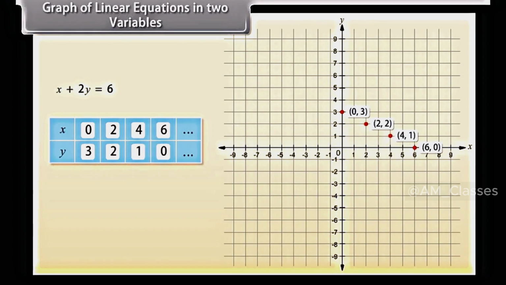Now join any of these 2 points and obtain a line. Let us join (0, 3) and (4, 1). Call this as line AB. We can see that the other 2 points, (2, 2) and (6, 0) also lie on the line AB. Now pick another point on this line. Let us pick (8, -1). Is this a solution of this equation? Yes, this is, because by substituting the value of x as 8 and y as -1, we get the answer 6. So, (8, -1) is a solution.